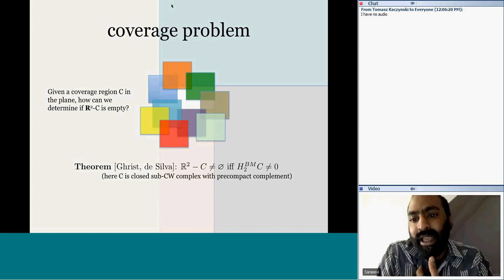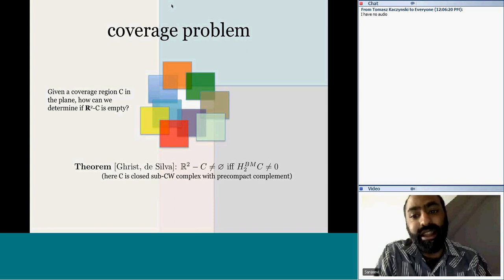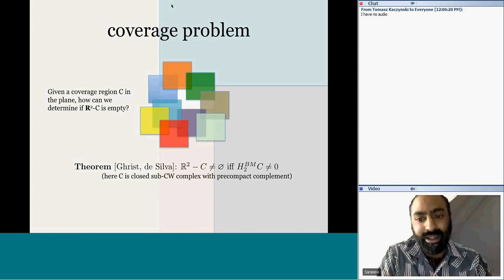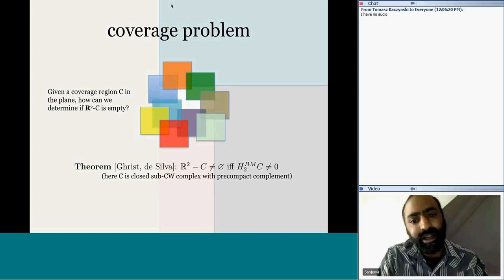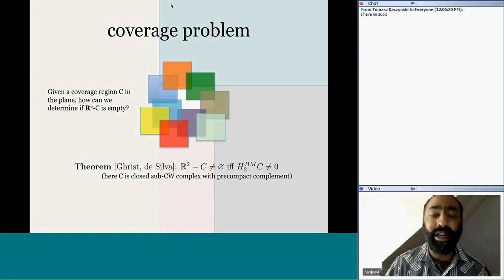Intuitively, a generator in Borel-Moore homology is really giving you a way of tiling the plane by C. So if there's something non-trivial going on there, then in fact you've covered the entire plane somehow. This is one criterion among many insights about sensor networks that Bryce and Vin de Silva have shown. There's some technical hypothesis we have to make on our coverage region. We have to assume it's something nice. Here it's a closed sub-CW complex, and its complement has compact closure. Nice because here the Borel-Moore homology only depends on the topology of C.